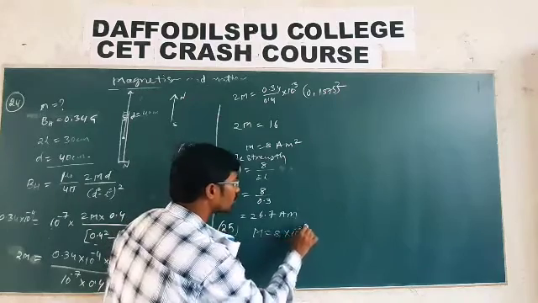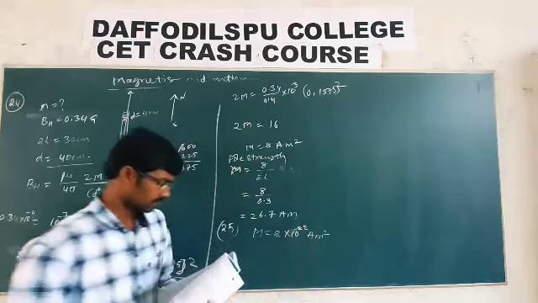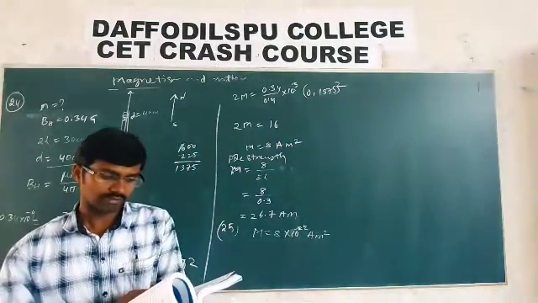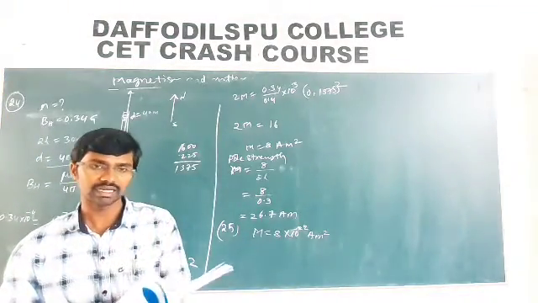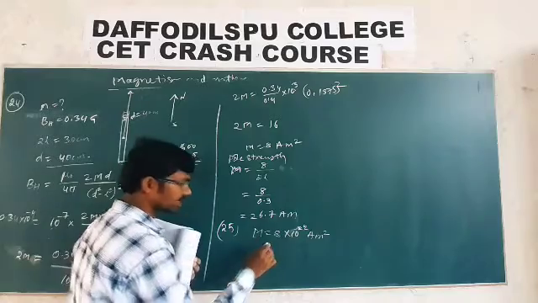28th one. Before using a tangent galvanometer, the coil is set in what? We have to set it in the magnetic meridian, that is, vertically north south. Second option.